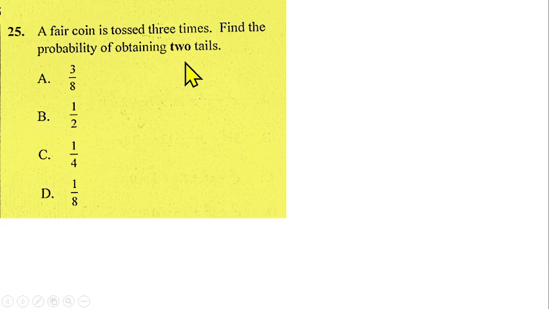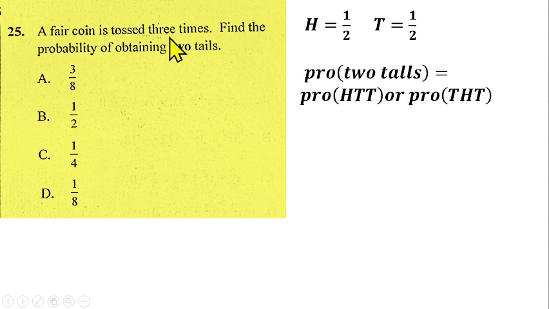Question number 25 is from probability. A fair coin is tossed 3 times. Find the probability of obtaining 2 tails. So in a coin, the probability of getting a head is half. The probability of getting a tail is also half. So then 3 coins are tossed. So the probability of getting 2 tails.